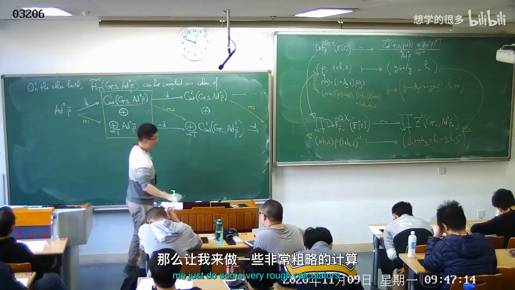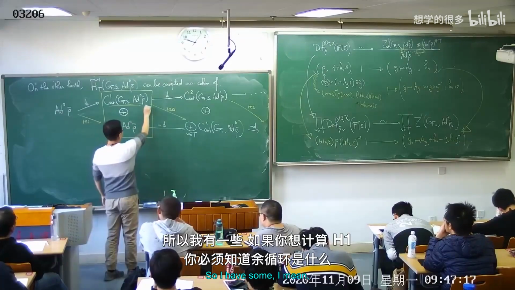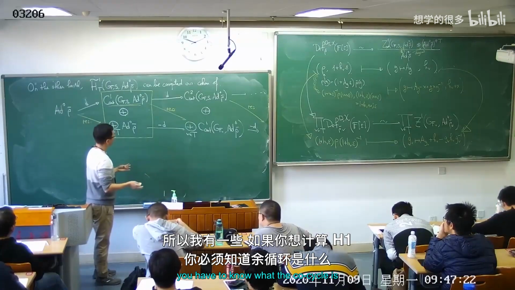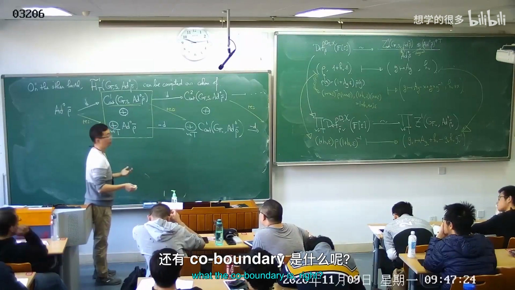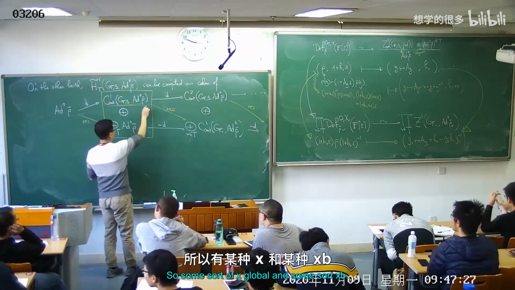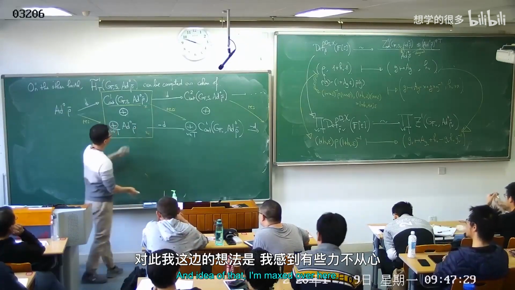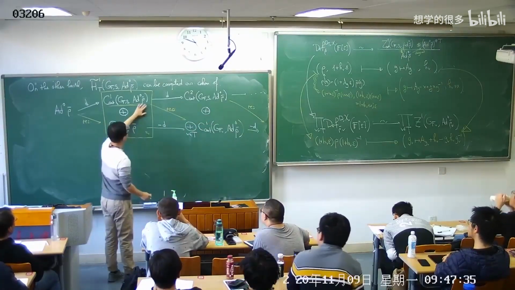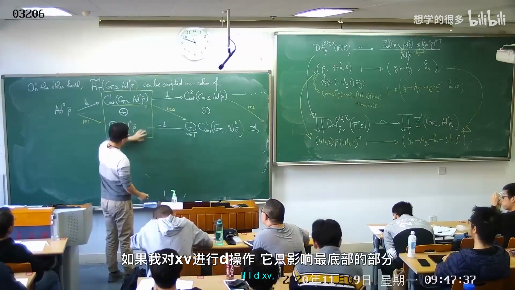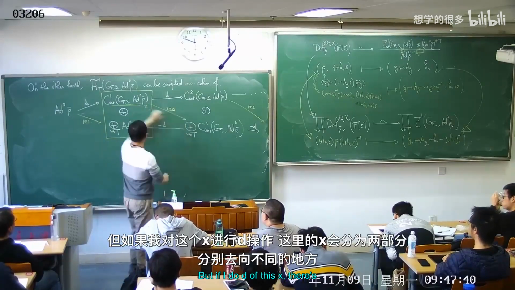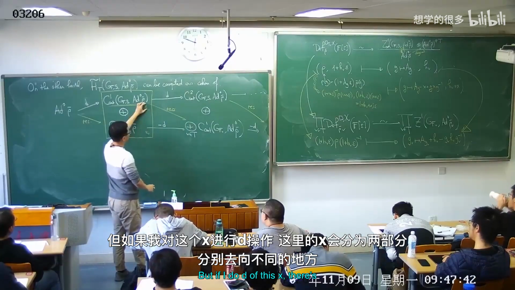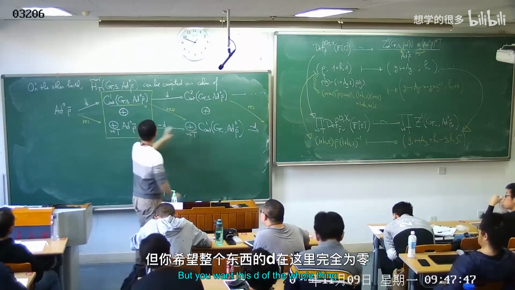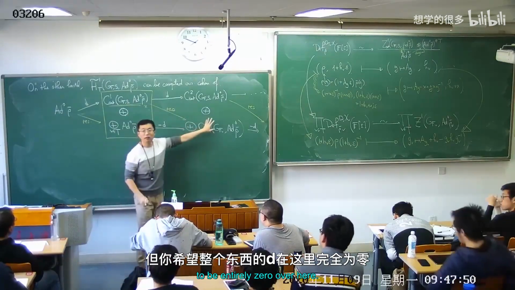Right, so let me just do some very rough calculations. If you want to compute H1, you have to know what the co-cycle is and what the co-boundary is, right? So I have some X global and some XV, right? And I apply D of that. I map it over here. I want it to be 0. So let's look at X first. If I apply D to XV, it only goes to the bottom one. But if I do D of this X, some piece of this goes here, and some piece of this goes here. But you want D of the whole thing to be entirely 0 over here.